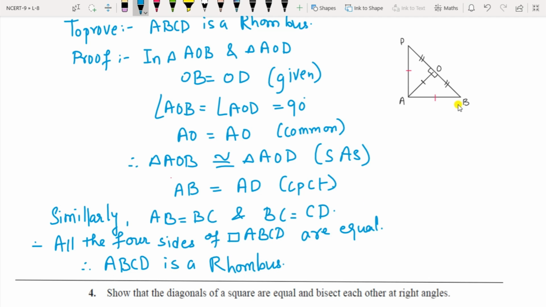Now, the property of a rhombus, as you have seen above, is that the diagonals are perpendicular bisectors and all the sides are equal. Therefore it is a rhombus. So that is the reason that you should remember all the properties that I have shown above.